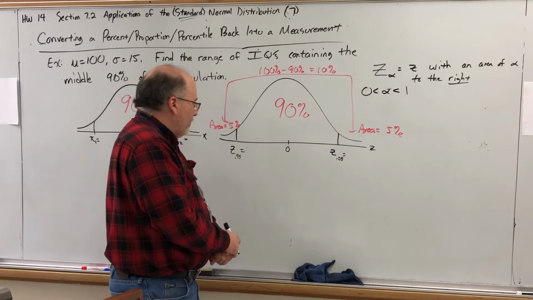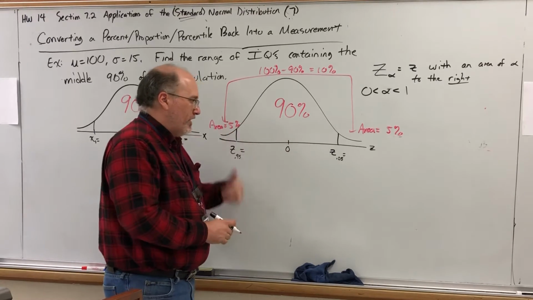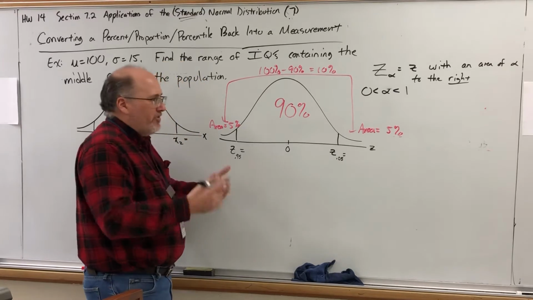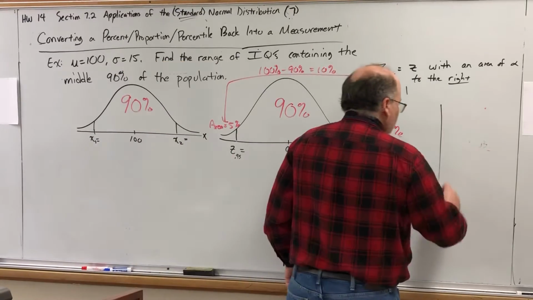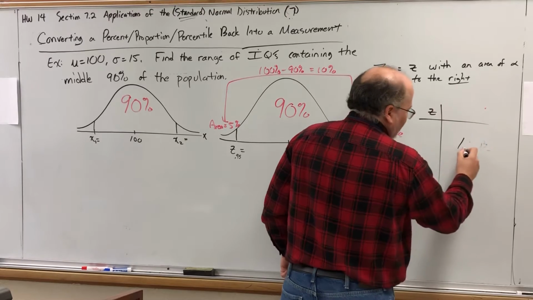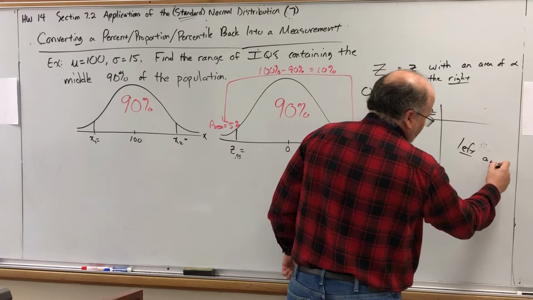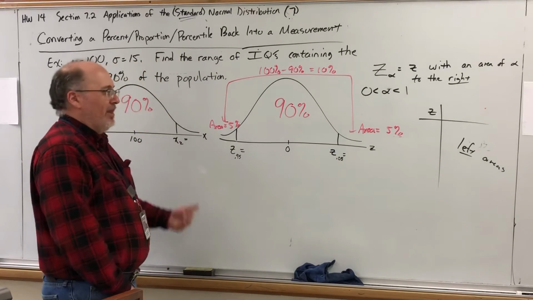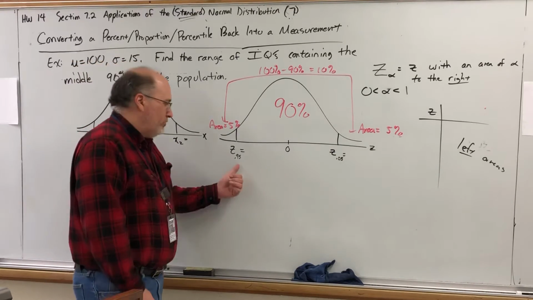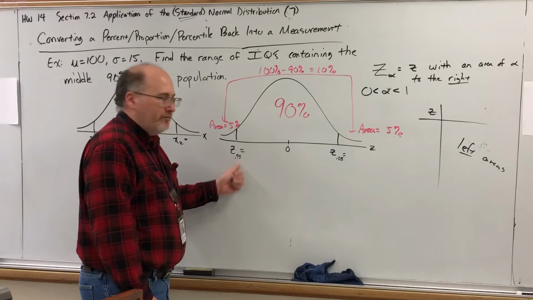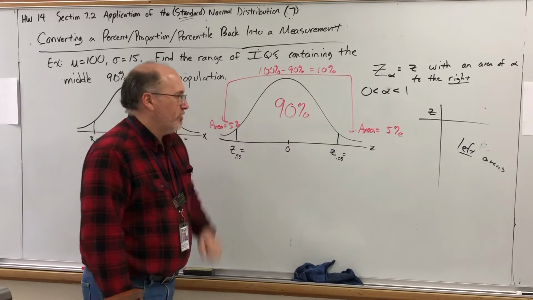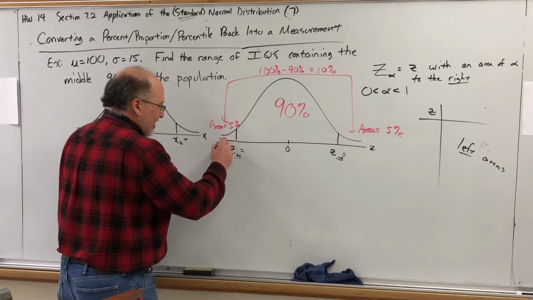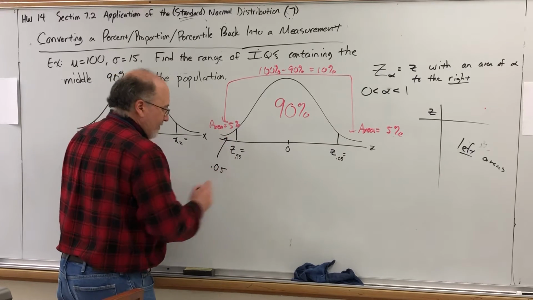Now, we know these are symmetric, which means when I know one, I know the other. They'll just be opposites. And I also know that my z-table contains left areas. So I can look up either one of these as long as I'm looking up the left area. Let's do z.95, which has 95% to the right, which means it has 5% to the left. So this left area is 0.05.